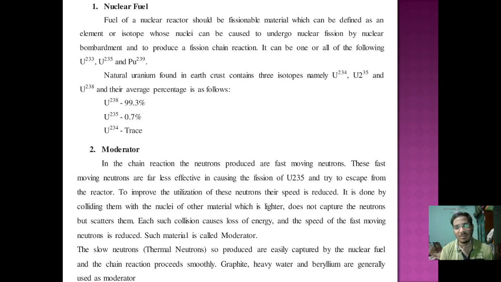The fast neutrons are not easily captured in the fission of U235 and try to escape from the reactor. To improve the utilization of these neutrons, their speed is reduced. If we want to improve the utilization, we have to control the speed and reduce it.